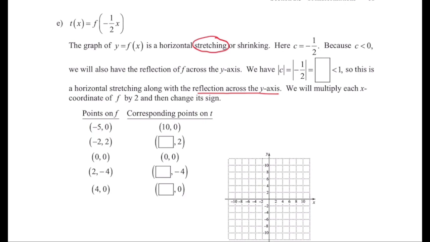And if we reflect across the y-axis, that tells me that my x-coordinate is going to change from positive to negative. We have our original points. We're going to multiply by 2 and then change its sign because we're reflecting.